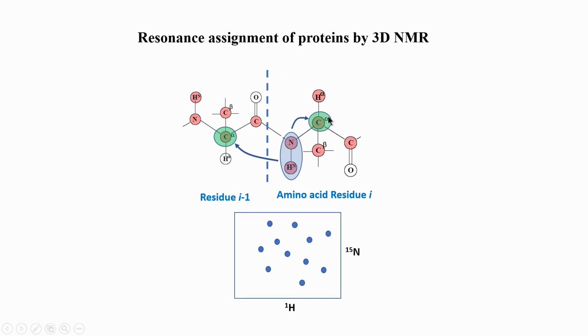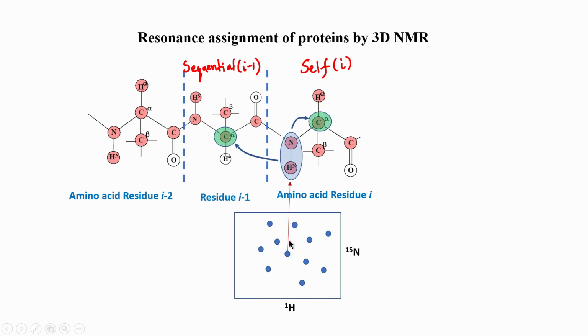Let me write this down to be sure. This we will call self, that is I, and sequential, which is I minus 1. So, this is the nomenclature used. Now, I can go to, for example, any arbitrary peak in the spectrum, let us say this particular amide. That gives me correlation to this. Now, I do not know which amino acid this is. I have just started with some arbitrary amide proton chemical shift in the HSQC.